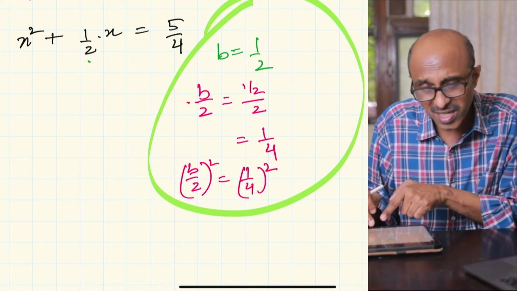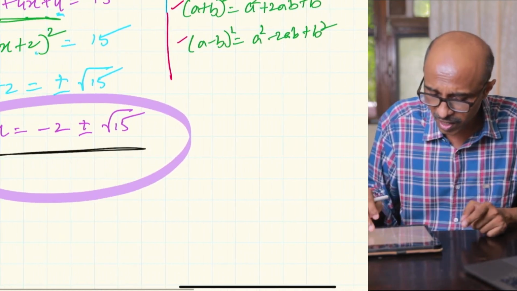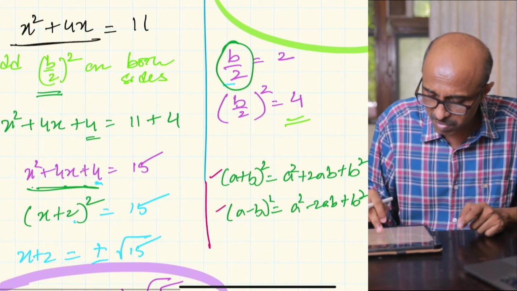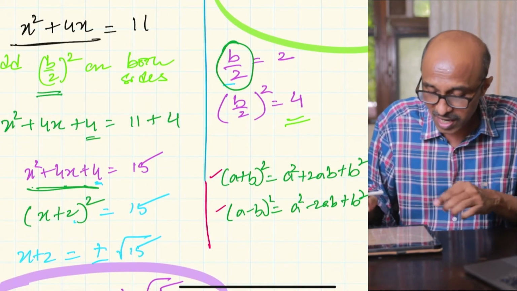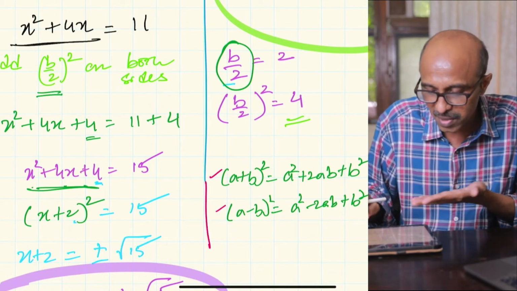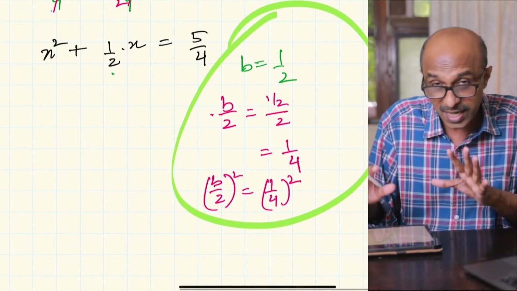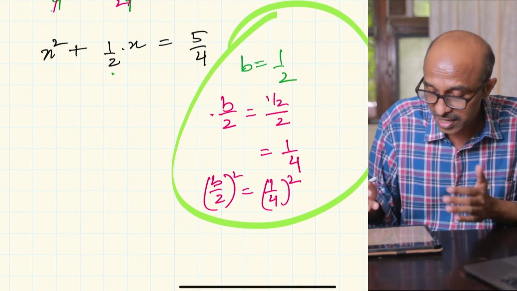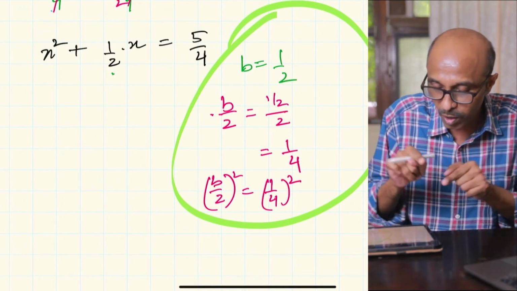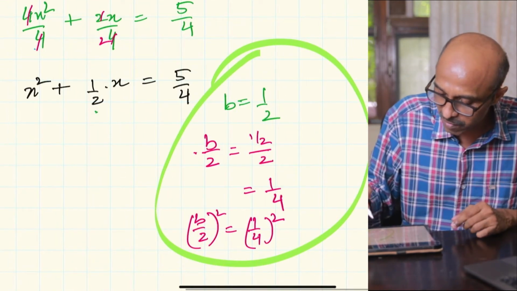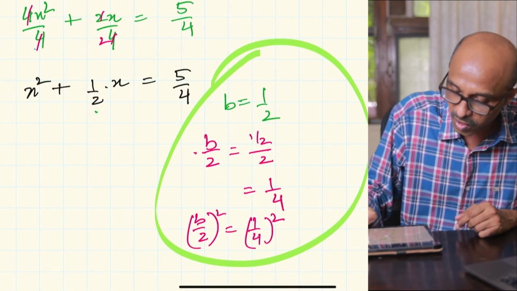Even if you don't evaluate it here, in the last example, I added 4, which was b by 2 the whole square. Even if you did not simplify it, that was a simple number. That's why I wrote it that way. But if you are dealing with fractions, I'd say just leave it like that. This is still a simple fraction. Just leave it like that because it will help you identify what goes into the bracket. So we're going to add 1 by 4 the whole square, that is b by 2 the whole square, to both sides of the equation.